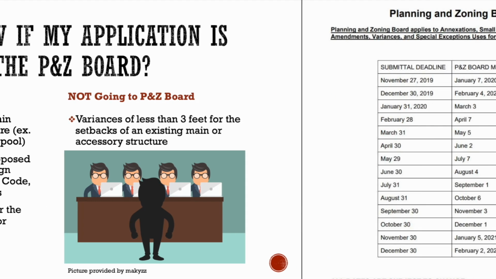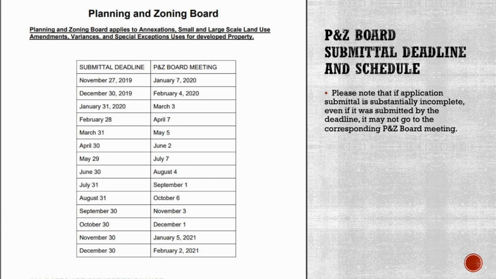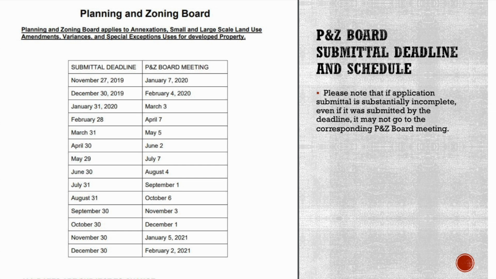Here's the schedule for the Planning and Zoning Board. To the left, you'll see the submittal deadlines. To the right, you'll see when the actual meeting date will be. And again, if you have submitted all your documents as shown in the previous couple of slides, then you will be able to go to that hearing date, assuming you submitted your complete application by the submittal deadline. Otherwise, until the application is complete, as determined by planning staff, it will not be scheduled for the P&Z board hearing.